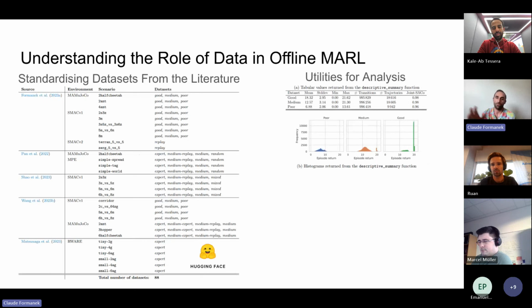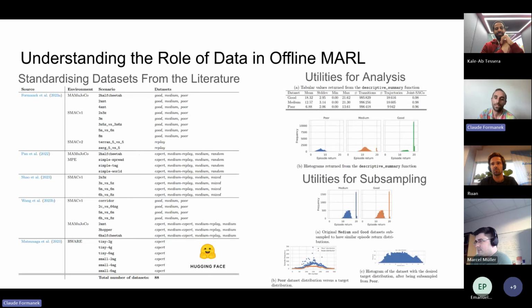We then open sourced these utilities we built to analyze your data sets, so that hopefully people now find it easier to report, if they make a new data set, on some of these properties that are clearly quite important. And the utilities for subsampling, where you can give a target distribution and it'll choose episodes from your data so that you can test under what conditions your algorithms maybe respond differently.